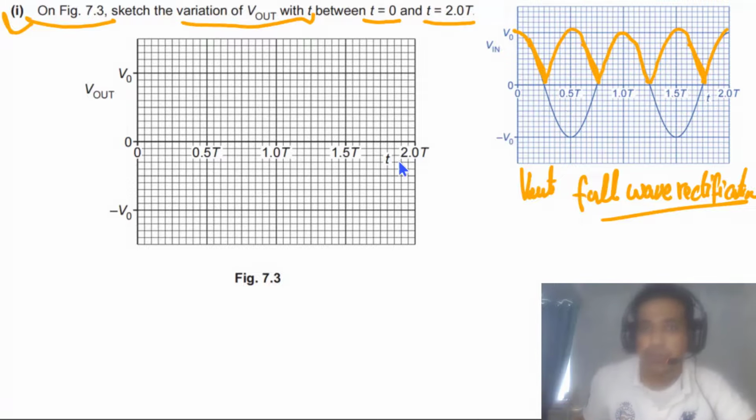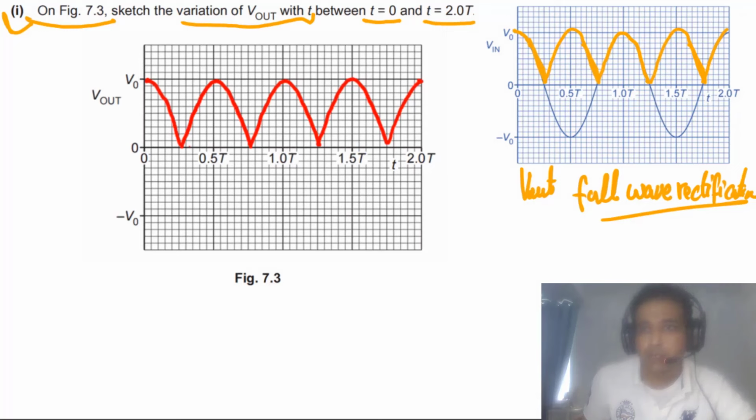Let me show you the proper one. So this is how you need to draw a full wave rectified signal. So this is how we need to draw, meaning simply the negative part becomes positive, because in a bridge rectifier full wave rectification simply means that current flows in one direction, meaning the negative input becomes positive output.